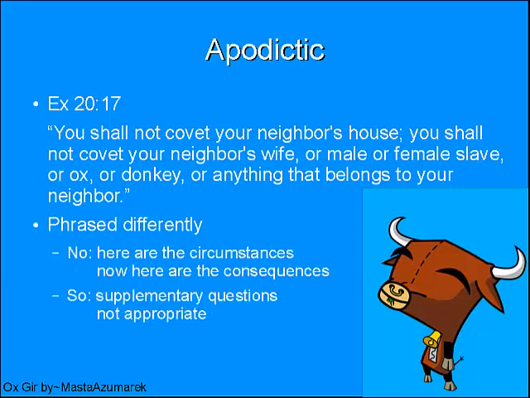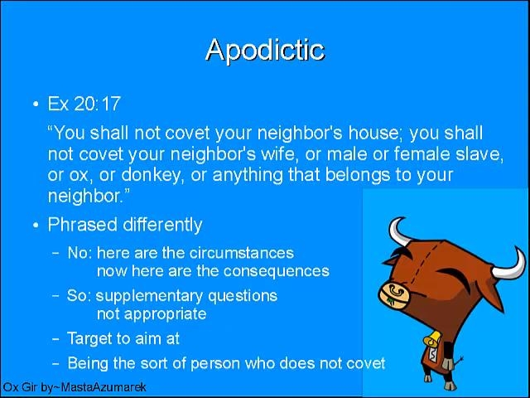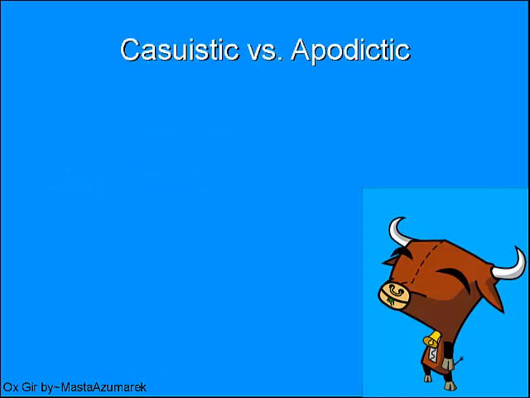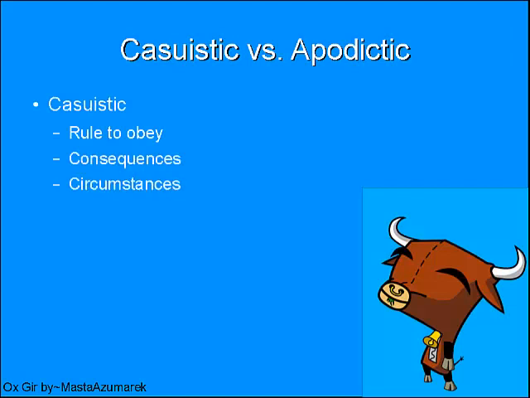This one gives us a target to aim at. The aim is to be the sort of people who don't covet any of that list of things, or indeed anything else that belongs to our neighbor. We're the kind of people who are happy with what we've got and not always wanting what other people have got. It's a target to aim for. Casuistic law gives you a rule to obey and gives you all sorts of consequences and circumstances, and you can look for loopholes and you can try and plug loopholes.